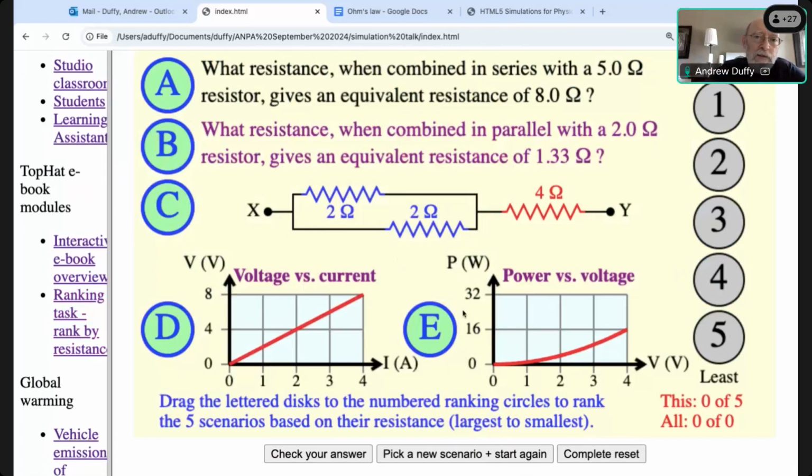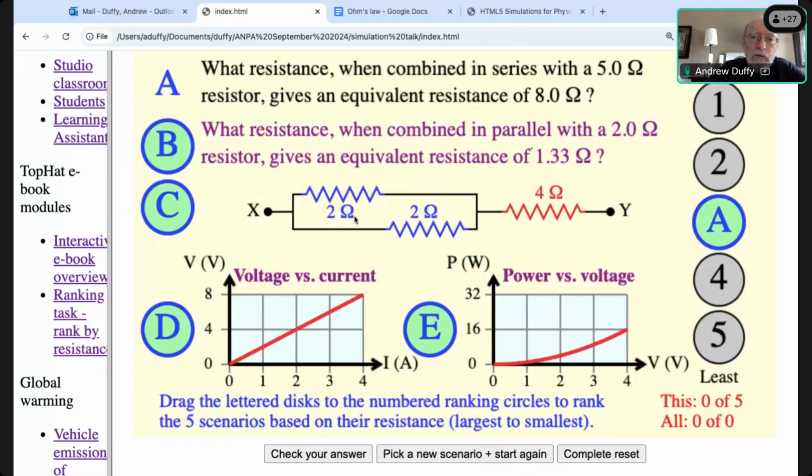Okay, but the basic idea is this, right? So we go, okay, 5 and something gets us 8 in series. Okay, that one's easy. So we go, that one is 3, right? So now you have to drag this across to 3, which is the middle of the 5, 4, 3, 2, 1 ranking. Okay, I don't know offhand what this is. 2 and something in parallel gets me 1.33. So I know it's bigger than 2, but I don't know quite what it is. So I'll come back to that one.